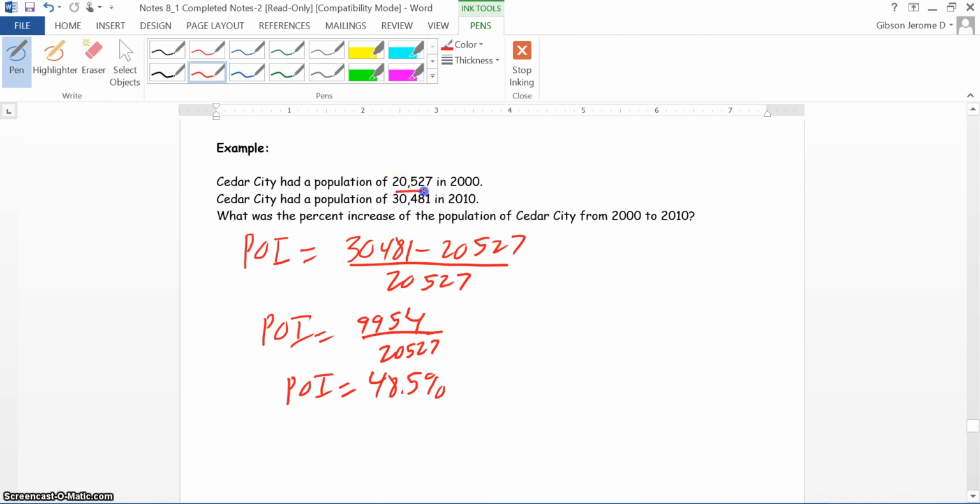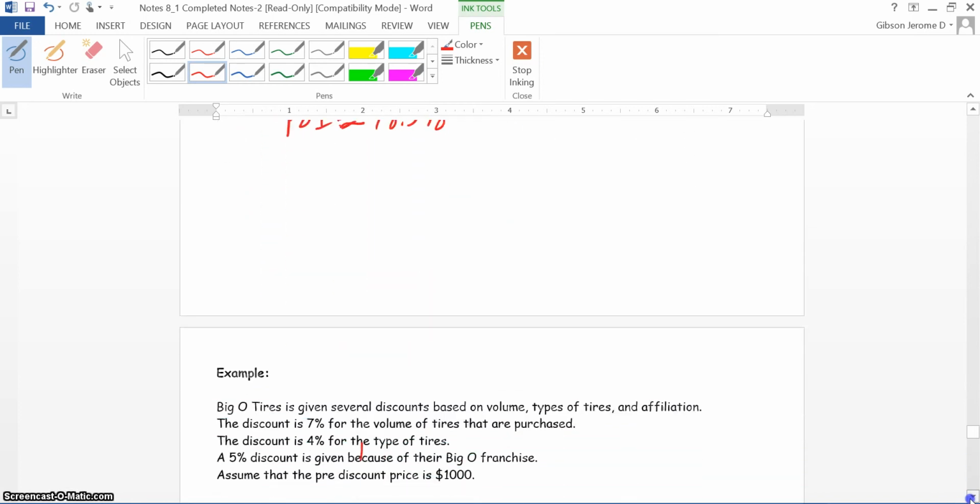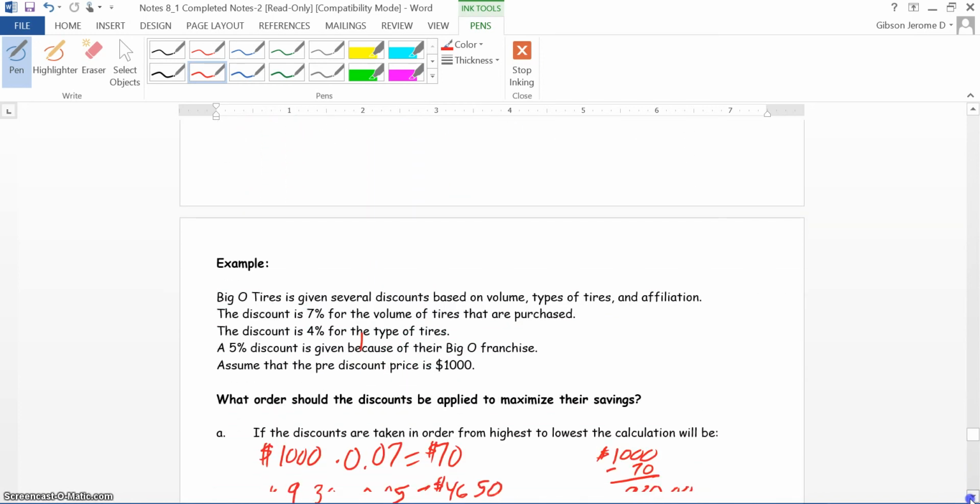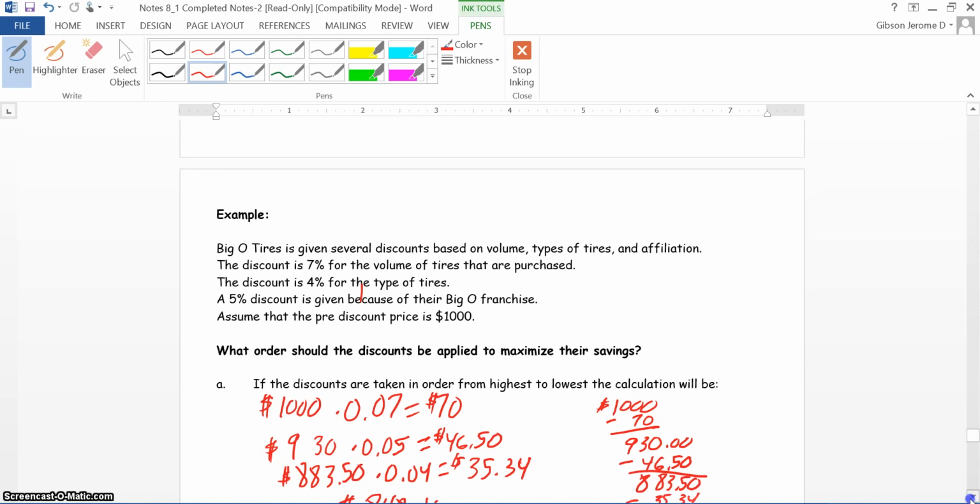We started with 20,527. That's the original number. The larger number is the 30,481 minus the smaller number. So after we subtract, our numerator is 9,954 divided by 20,527, and that gives us approximately 48.5%. Now we scroll to our next example.